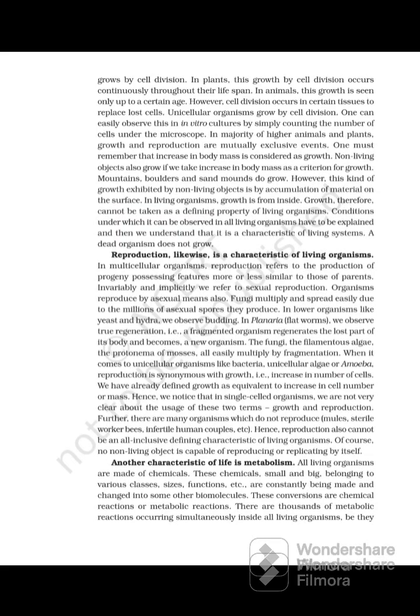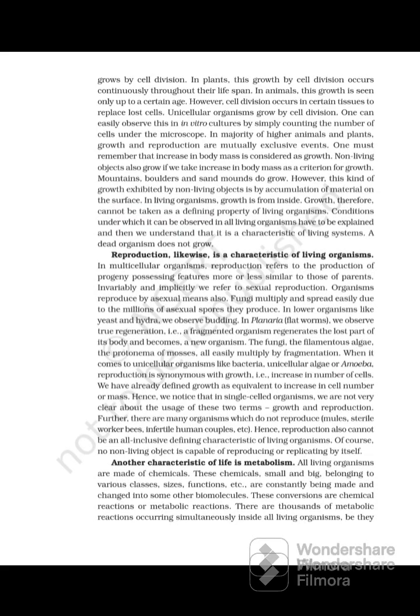Fungi multiply and spread easily due to the millions of asexual spores they produce. In lower organisms like yeast and hydra, we observe budding. In planaria (brackets stand for flatworms), we observe true regeneration. That is, a fragmented organism regenerates the lost part of its body and becomes a new organism. The fungi, the filamentous algae, the protonema of mosses all easily multiply by fragmentation.